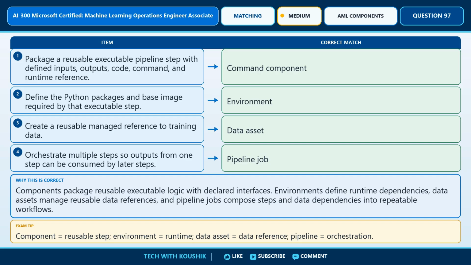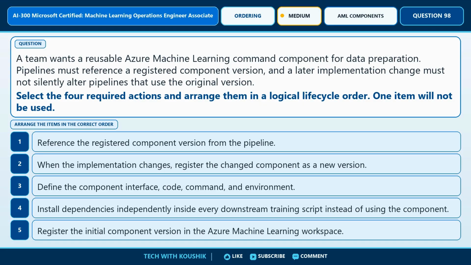Environments define runtime dependencies. Data assets manage reusable data references, and pipeline jobs compose steps and data dependencies into repeatable workflows. Component equals reusable step. Environment equals runtime. Data asset equals data reference. Pipeline equals orchestration. Question number 98.